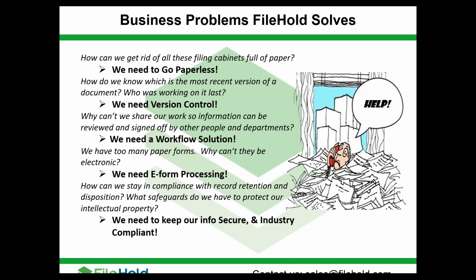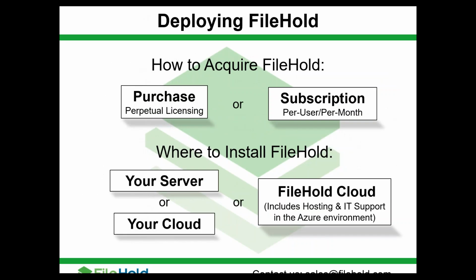Another one is, we have too many paper forms. Why can't they be electronic? We need e-form processing. And finally, how can we stay in compliance with record retention and disposition? What safeguards do we have to protect our intellectual property? We need to keep our info secure and industry compliant. And another one recently, during this pandemic, of course, is how can we access our documents remotely? FileHold has remote access capabilities as well. Also, if any of these other problems do exist, FileHold, of course, can help you out.